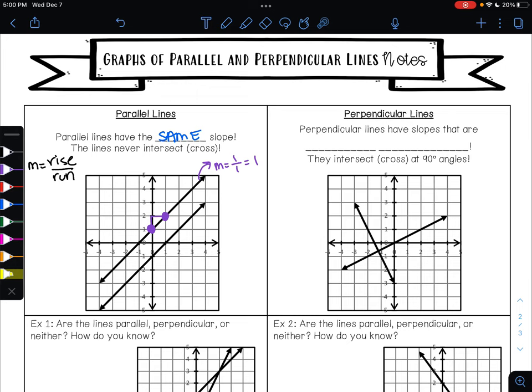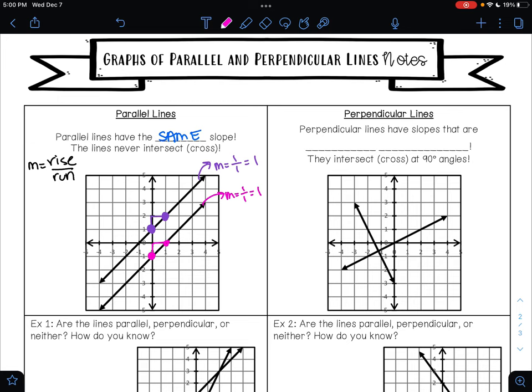Now I'm going to find the slope of this bottom line. So when I do that, I'm going to pick 2 points that fall on that line. So this point and this point. I go up 1 and over 1. So the slope of this line is 1 over 1, which is 1. They have the same slope. So I know for sure that they are parallel lines. And even when we go off the graph, they're going to keep going up in this direction and keep going down in this direction. And they're never going to cross each other.